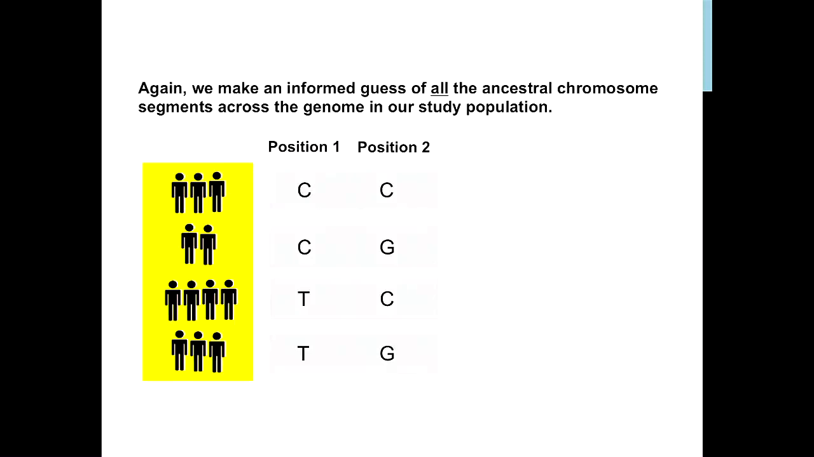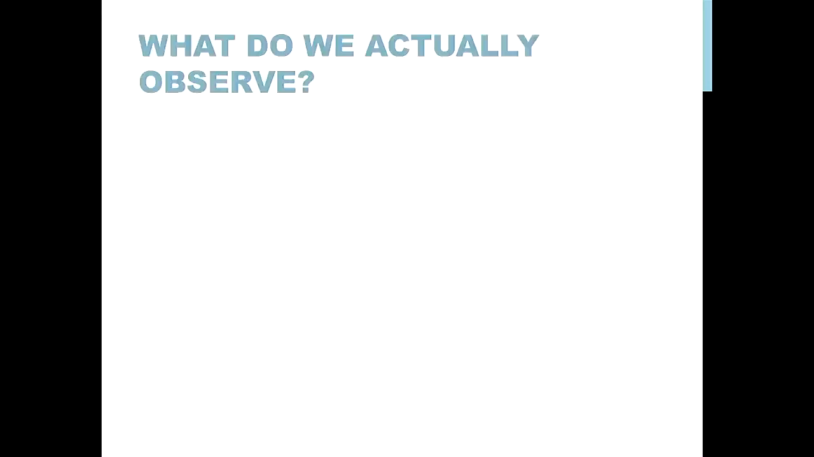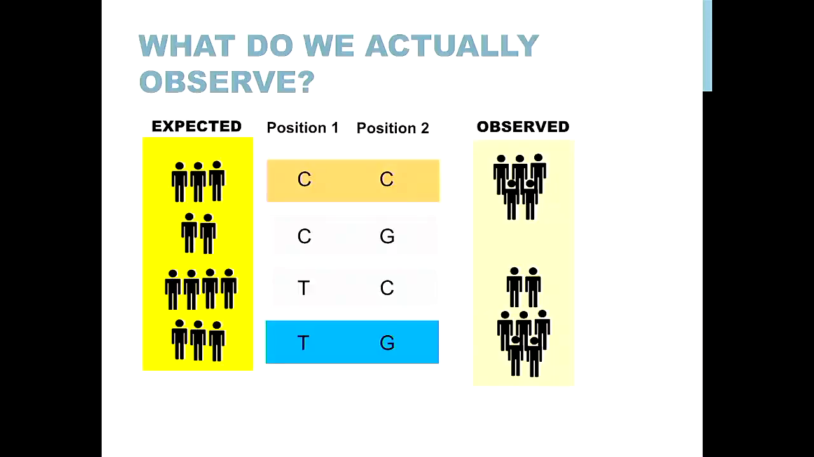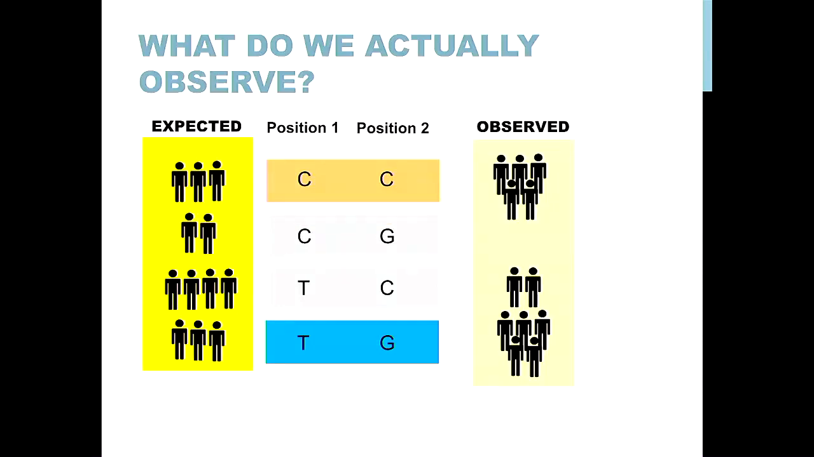And again, like last time, we determined the number of patients in the study population you'd expect to find with each possible variant combination at positions 1 and 2. And some math. But you can see it from the picture. This is what we would expect to see. But what do we actually observe? In this case, we see in our actual data that there are 5 people with the CC haplotype, there are 5 people with the TG, and 2 people with TC.